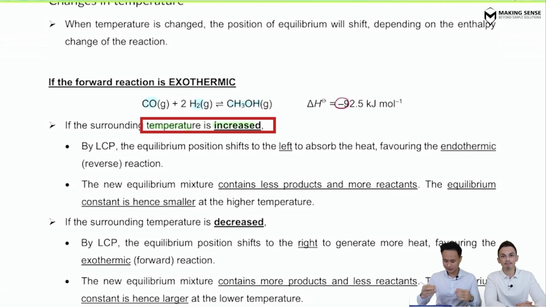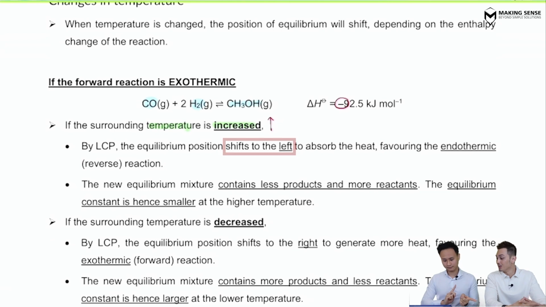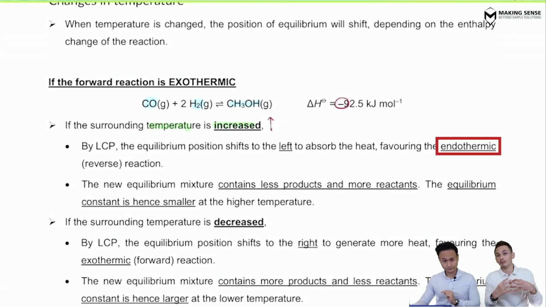Now again, think about this with me, Mr. William. If I'm going to increase my temperature, then my system hates this, right? It will respond by reducing my temperature. Can you help me out? Which POE should I favor, left or right, to reduce temperature? It will favor the endothermic reaction, because you want to absorb the heat in.